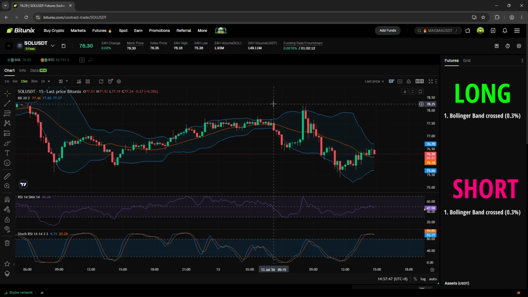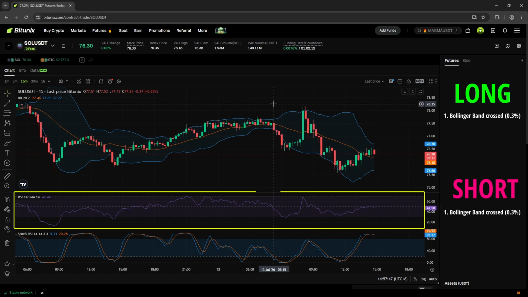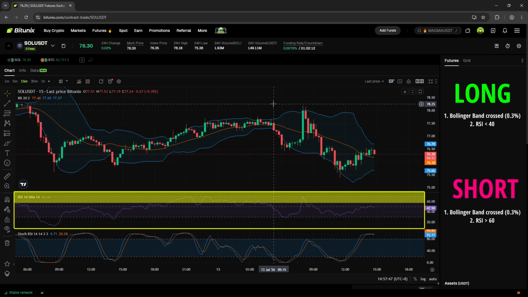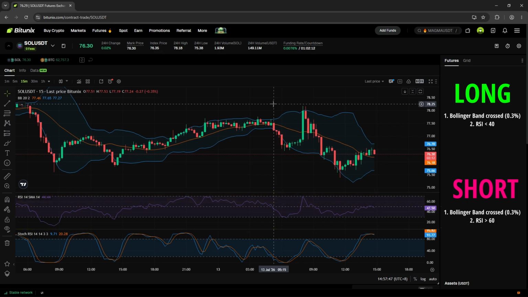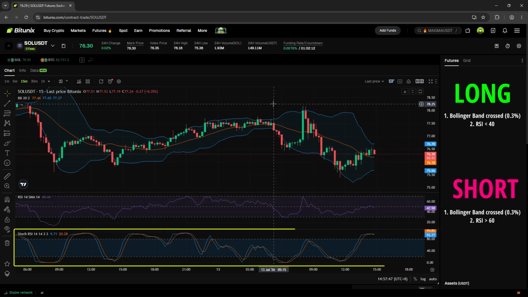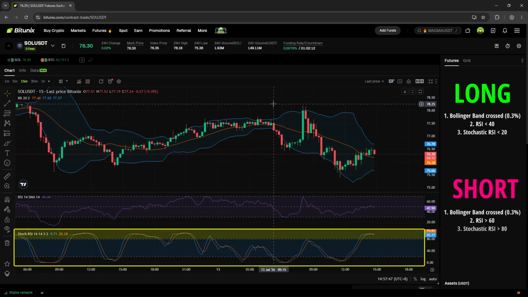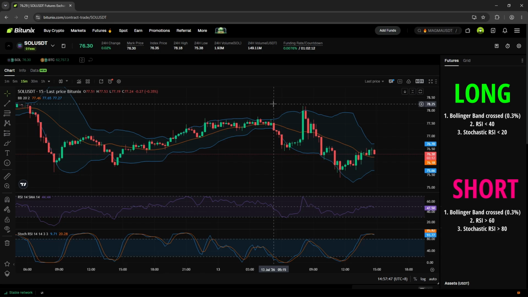The second condition that we want to meet is RSI, which needs to be below 40 for a long position and above 60 for a short position. Then we look at Stochastic RSI, which needs to be below 20 for a long position and above 80 for a short position. And last but not least, you can see that Stochastic RSI consists of two lines. We want to open a position only if these lines cross, or in other words, if they touch each other.